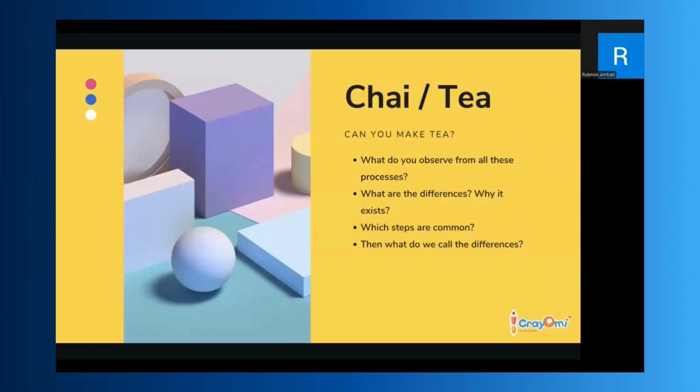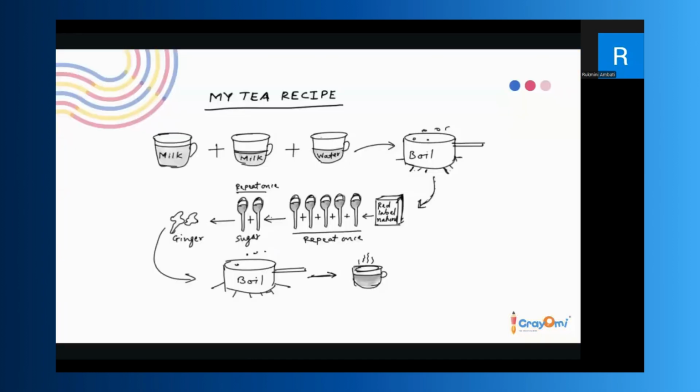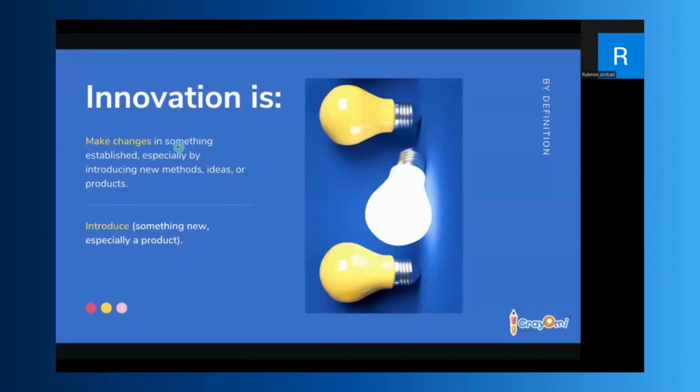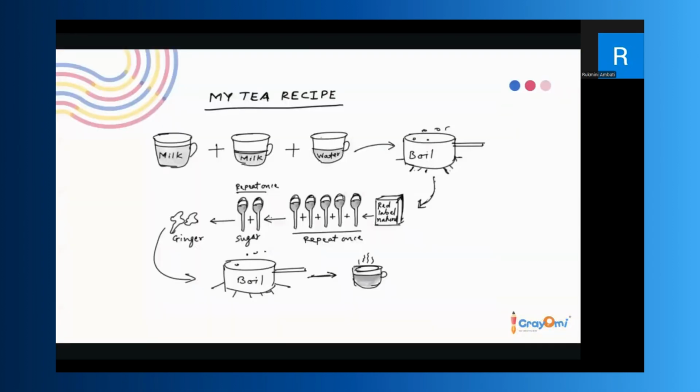Now, whatever changes we have seen for the tea, if there are slight differences, and we saw this definition, that making changes in something which is already established, can we say it's an innovation in tea by definition, right? Yes, yes. So if it is as simple as this, making even a slight change in making tea, that is innovation overall, right? So what else can be done with this?